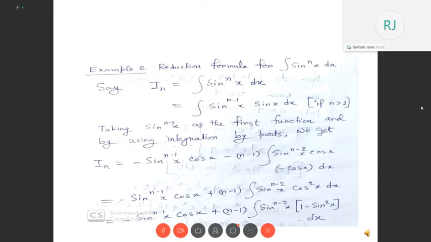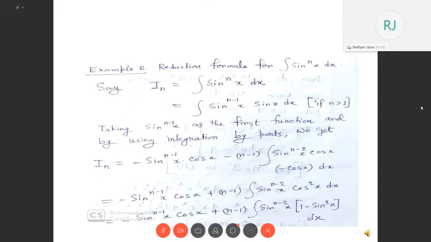So just write sine to the power n minus 1 x into sine x. Actually n greater than 1 doesn't play a big role here. n equal to 1 will also work, because when n is equal to 1, it will be sine to the power 0 x into sine x. Yes, exactly.